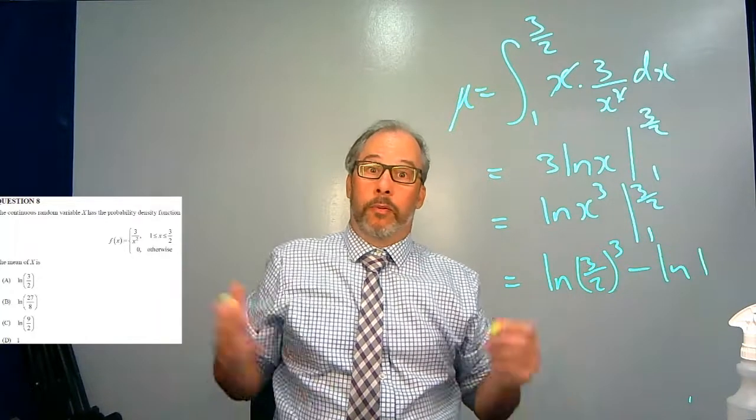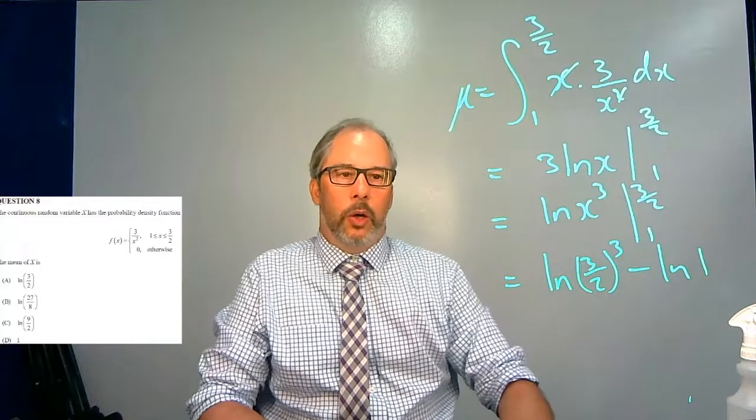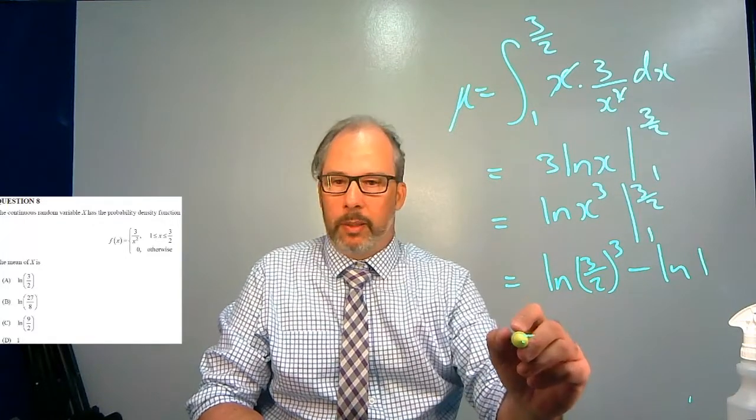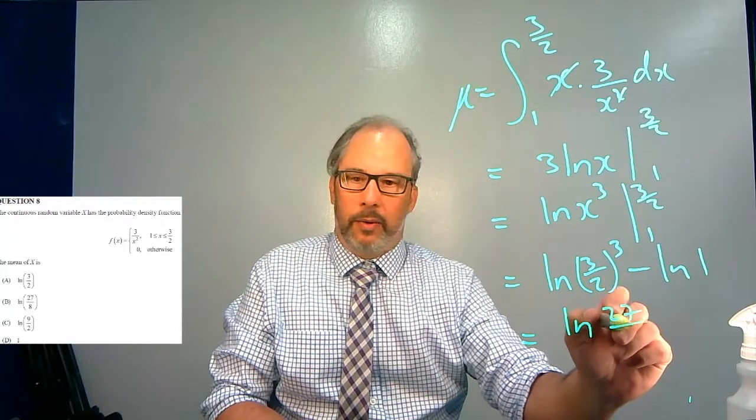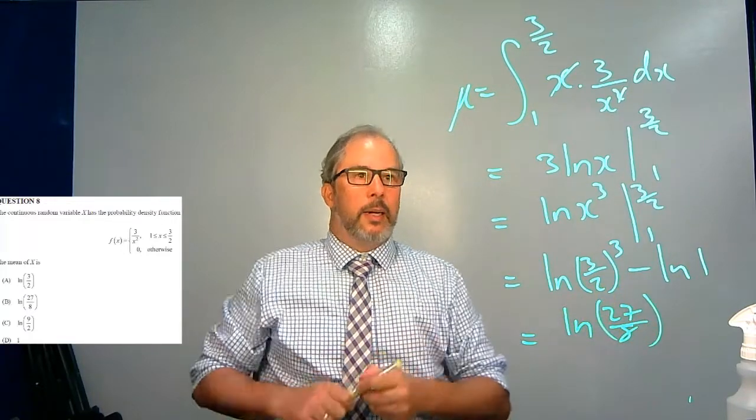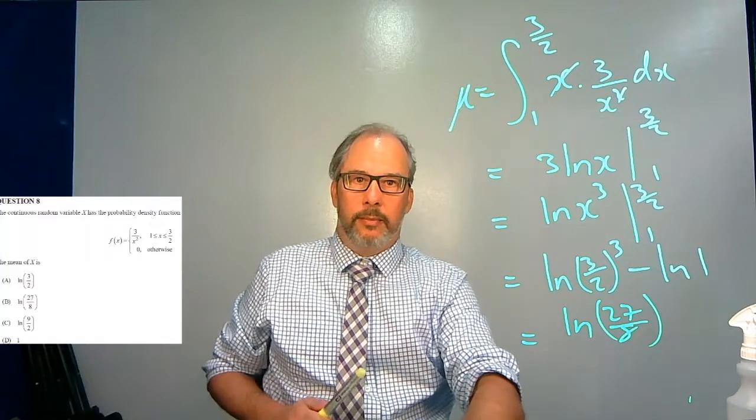Now ln of 1, hopefully you know that that's 0. So our answer for this one is simply going to be ln 27 over 8, and it's B. Answer B for question 8.